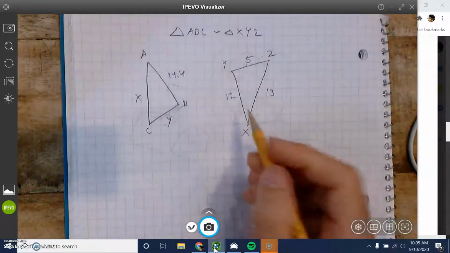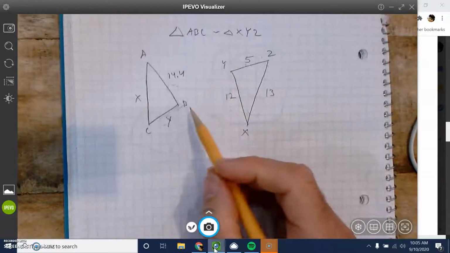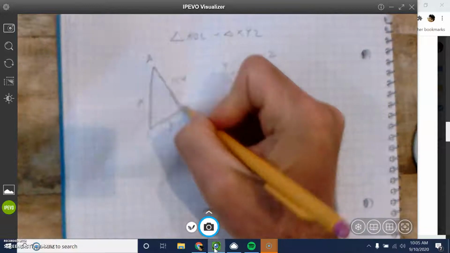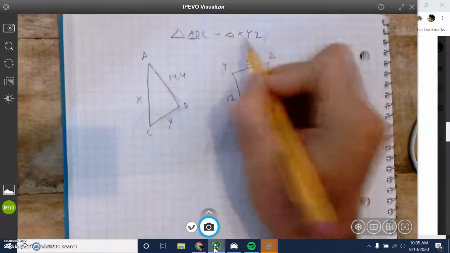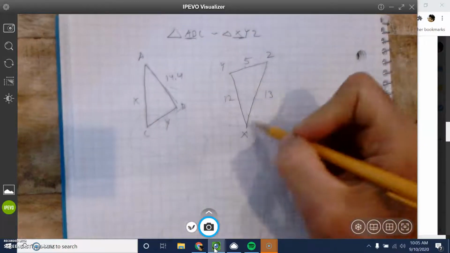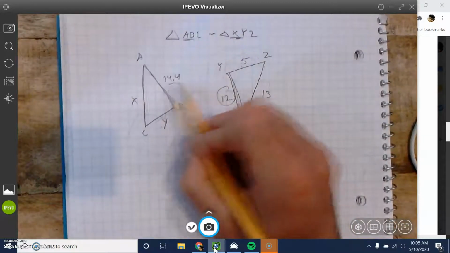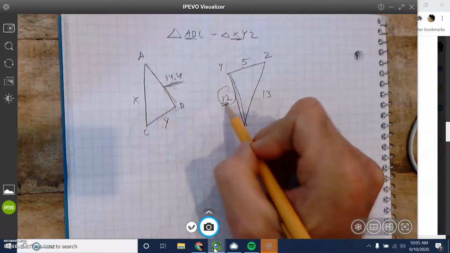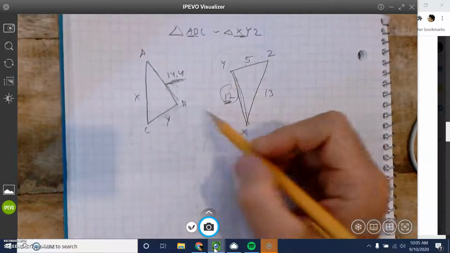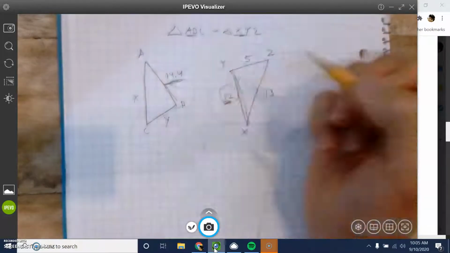All right. What we got? So let's find what's corresponding first. So this is A to B. First two, X to Y. X to Y, 12. And so these are corresponding. Next, let's do X first. It doesn't matter. I could do X or Y first.